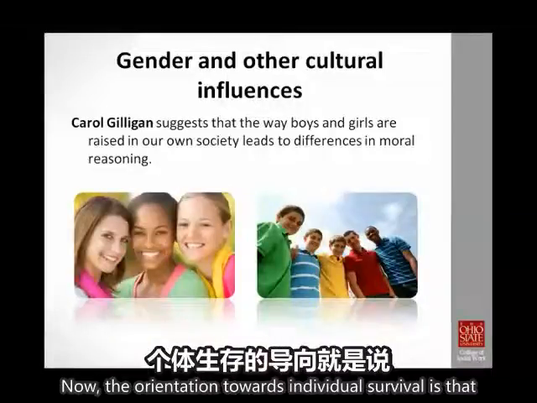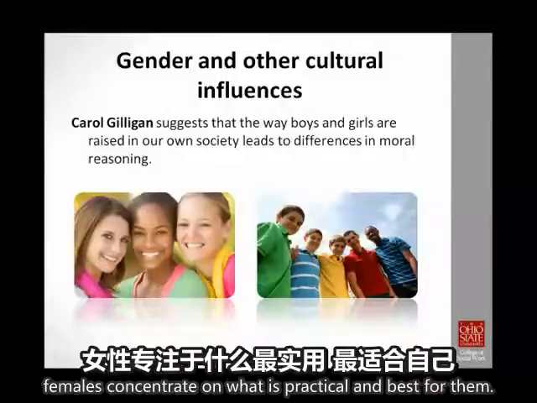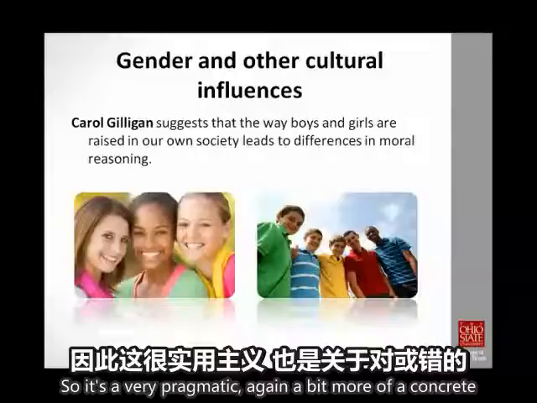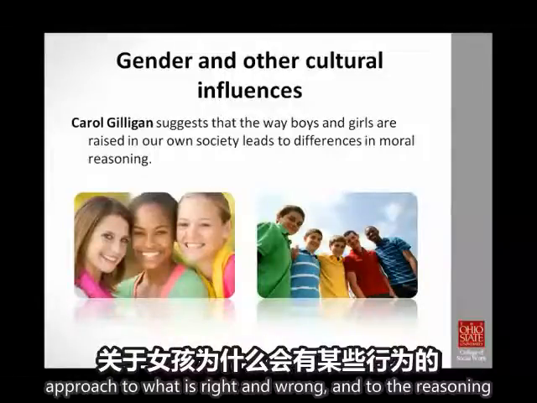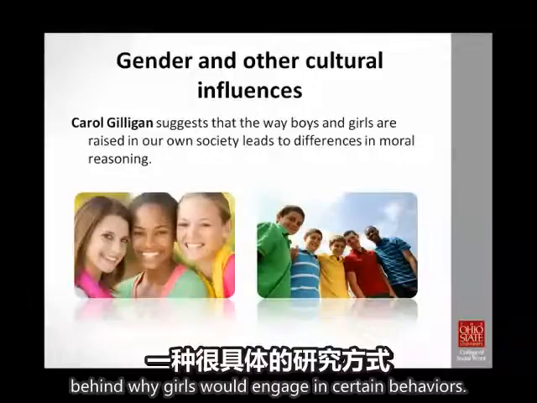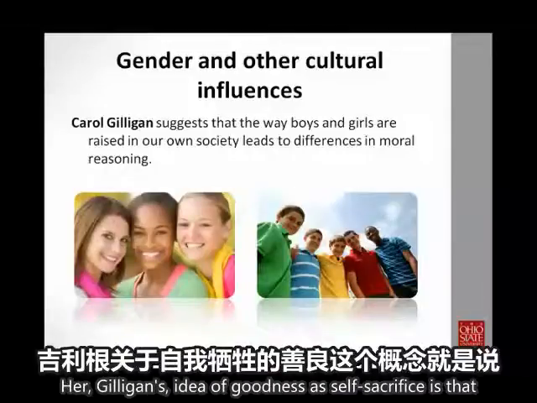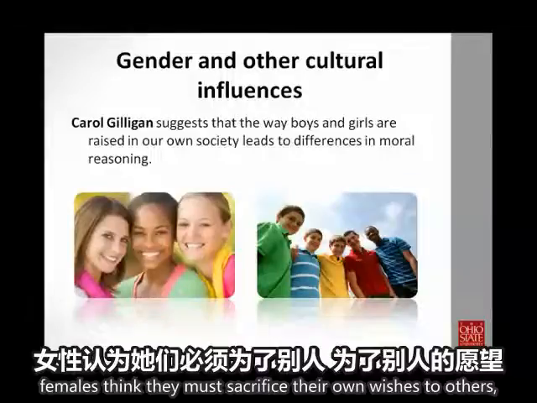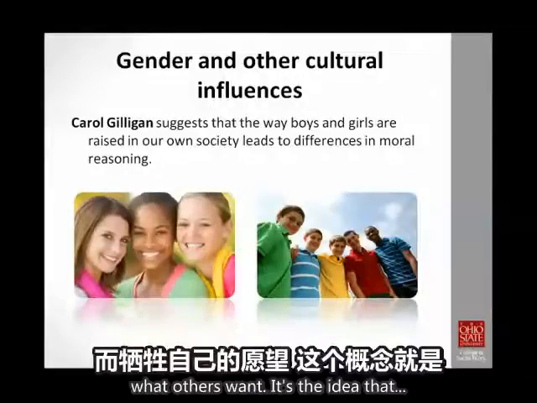Now, the orientation toward individual survival is that females concentrate on what is practical and best for them. So it's a very pragmatic, again, a bit more of a concrete approach to what is right and wrong and to the reasoning behind why girls would engage in certain behaviors. Gilligan's idea of goodness as self-sacrifice is that females think they must sacrifice their own wishes to others, what others want.